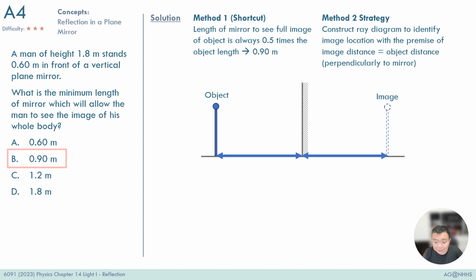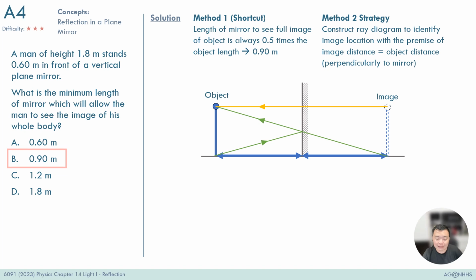So after that, I will draw in a straight line from the bottom of the image, which is the feet of the person, all the way to the eyes of the person. And I will do the same thing using a yellow light ray to show how the man sees the image of the head.